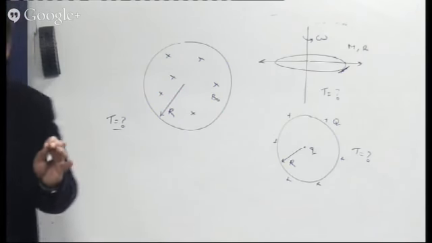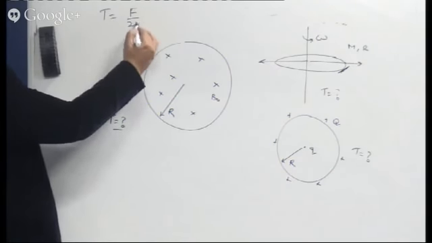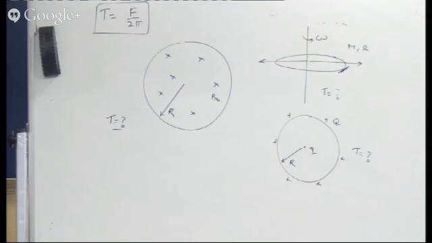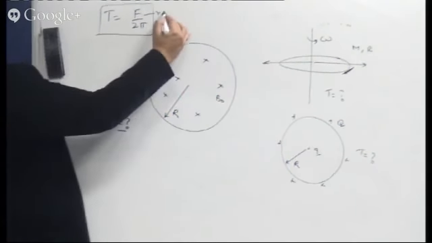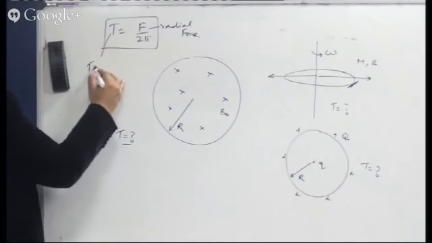Now remember this result. T, लिखो सब लोग. T equals F by 2 pi. F is the radial force. T is the tangential force.